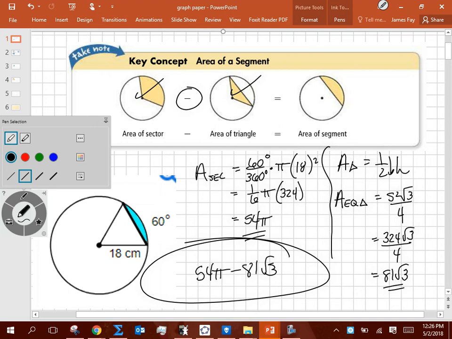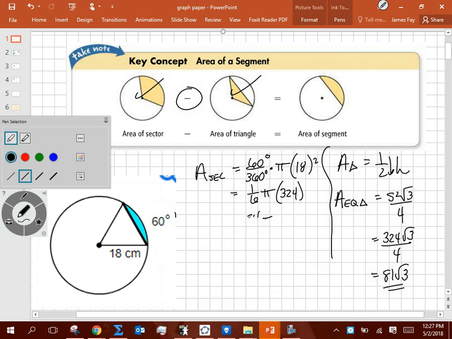Okay? This area formula right here was only special, and I could only use it because this was 60 degrees. You're going to see in your homework that it could be 120. I think there was one that was 55. That will change. So I want to give you the general way of finding that area.